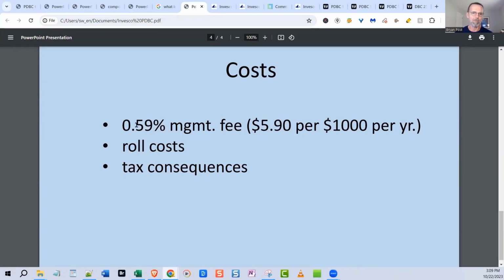Costs of this ETF: the management fee, 0.59%, which is almost $6 per thousand per year. That's not atypical of ETFs or mutual funds, either one, and in particular, anything that involves active management, which this ETF has, to deal with the futures contracts and swap contracts. So anyway, 0.59% management fee, and then we have rollover costs.